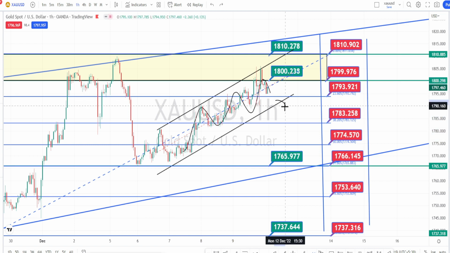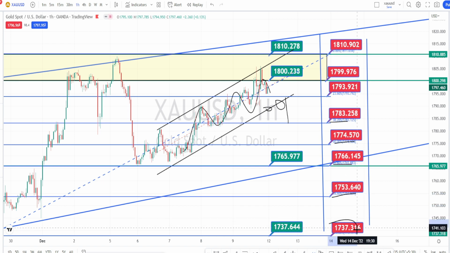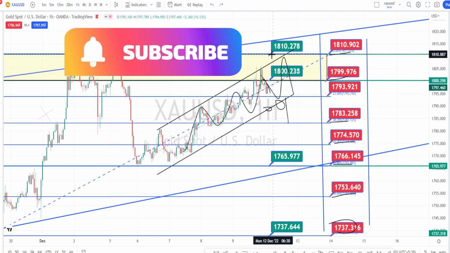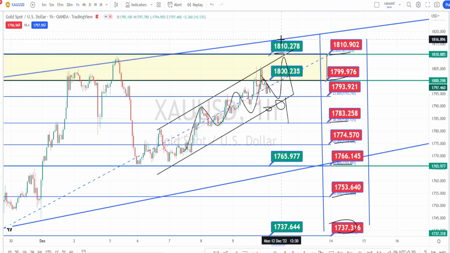Wait for it to break the trend line or the support line of the bullish channel pattern, and if the price action breaks this support line, next level of support is going to be around 1783, 1774, 1766, 1753 and 1737. And if the price action continues its bullish side retracement within this bullish channel pattern, next level of resistance is going to be around 1800 and 1810. And if the price action breaks the resistance level of 1810, we can expect the bullish side trend reversal to start in hourly time frame also.